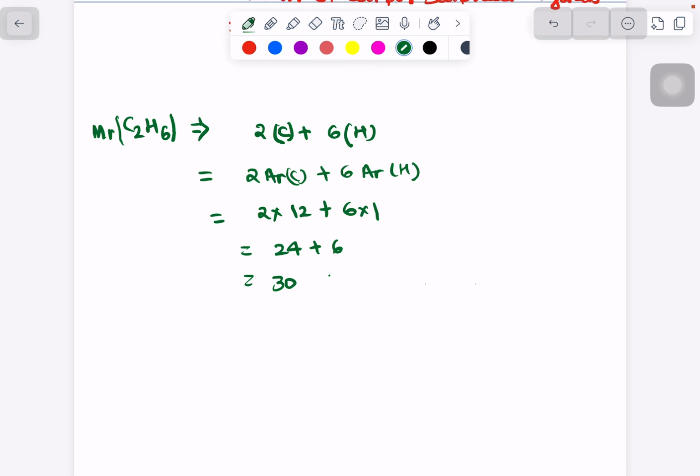Now, what's the molecular mass for the ethane molecule? The molecular mass equals 30 gram per mole. So that's how we calculate the relative molecular mass using relative atomic mass. Thank you.